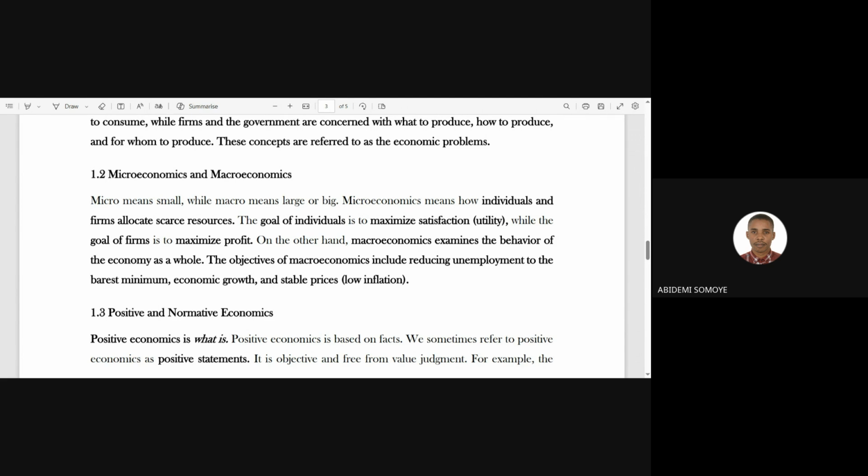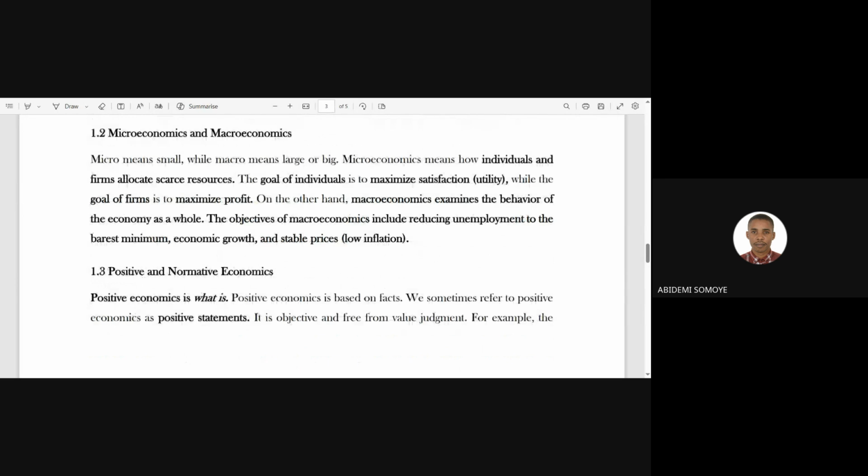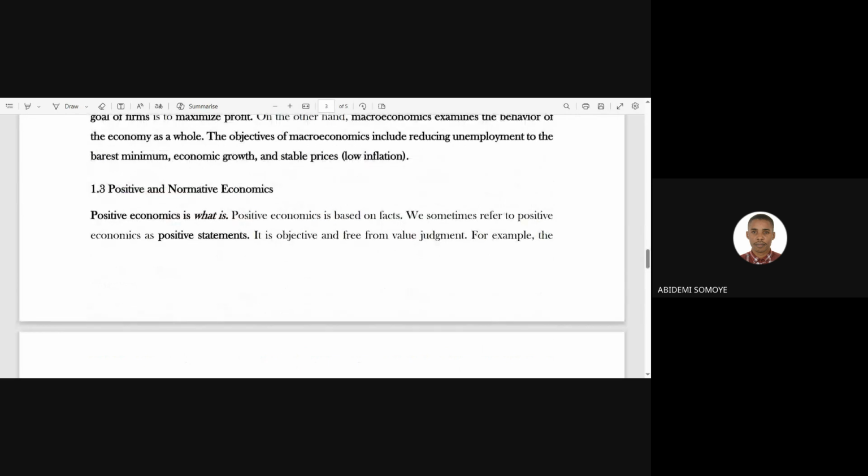So you understand the difference between micro and macro, right? Let's move on. Still under the concept of economics, we have positive and normative economics. Positive deals with what is. Positive is based on fact. We sometimes refer to positive economics as positive statements. It is objective and free from value judgment.